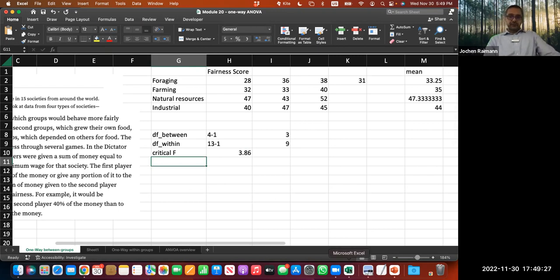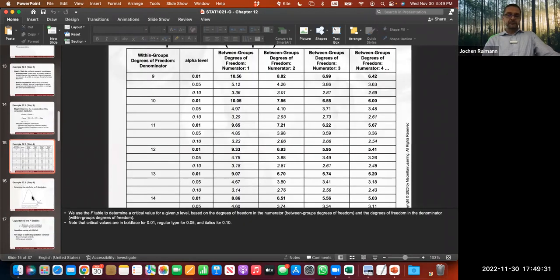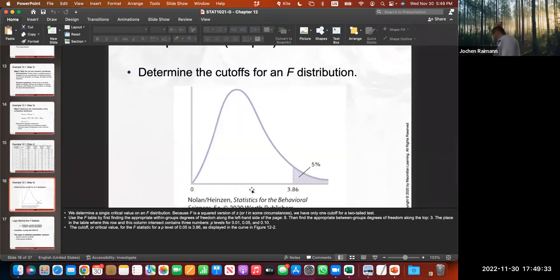So now we need to calculate this somehow. Again, this is the F distribution, the distribution of F as we are expecting it based on the distribution of our comparison. So we know that 3.86 is our critical F. Everything beyond that would be significantly different from the null hypothesis, and that would imply that at least one of these groups differs from one of the other group means.